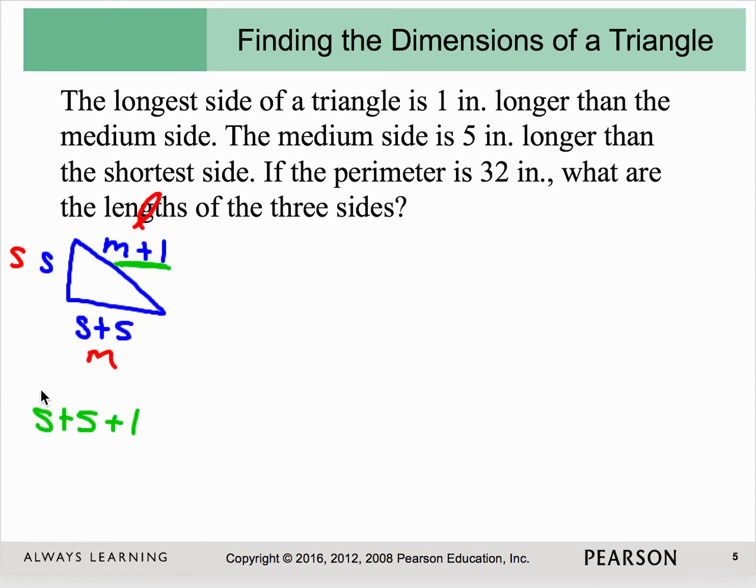So basically, that's the medium side plus 1 to give me the longer side. Okay, so now that we've got the longer side, here's the longer side plus the medium side plus the short side. And that has to equal 32.